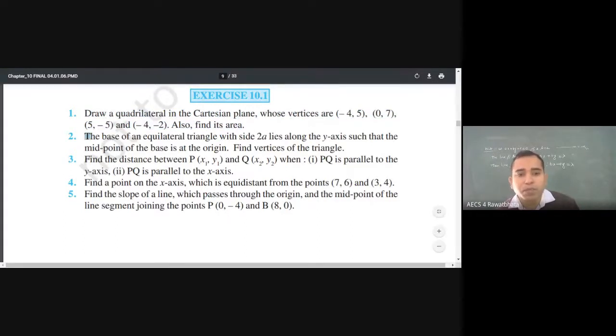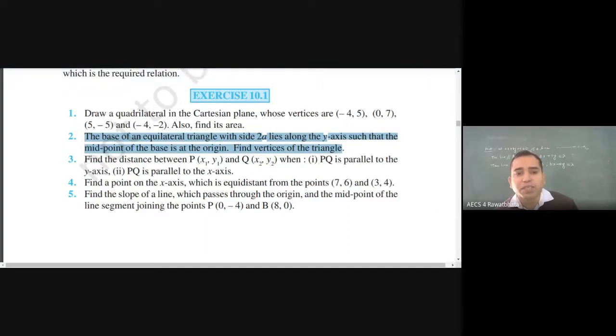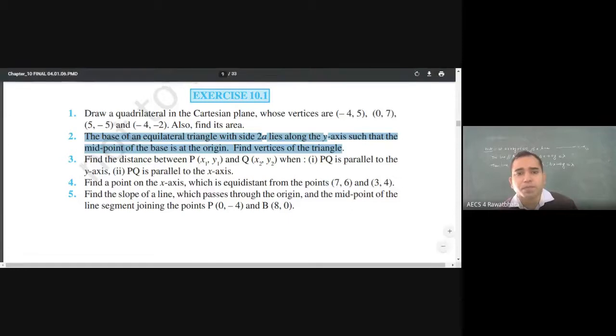Question number 2 is, the base of an equilateral triangle with side 2a lies along the y-axis such that the midpoint of the base is at the origin. Find the vertices of the triangle. The second question we can do now. The base of an equilateral triangle is 2a. So there is an equilateral triangle. Let me draw. Can someone read the question?